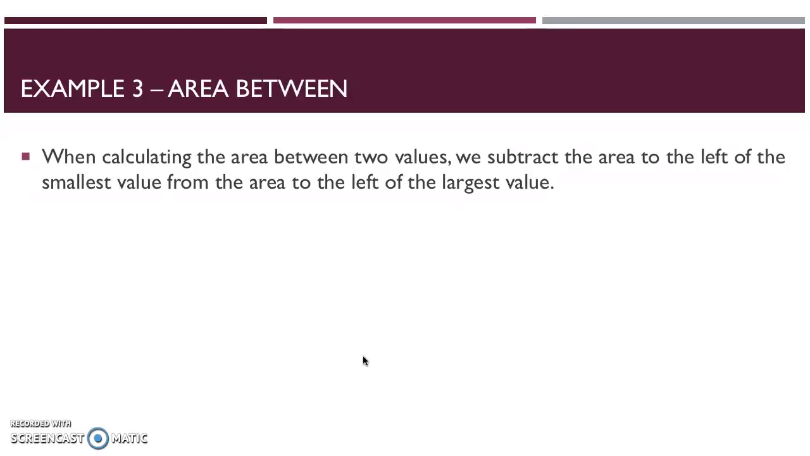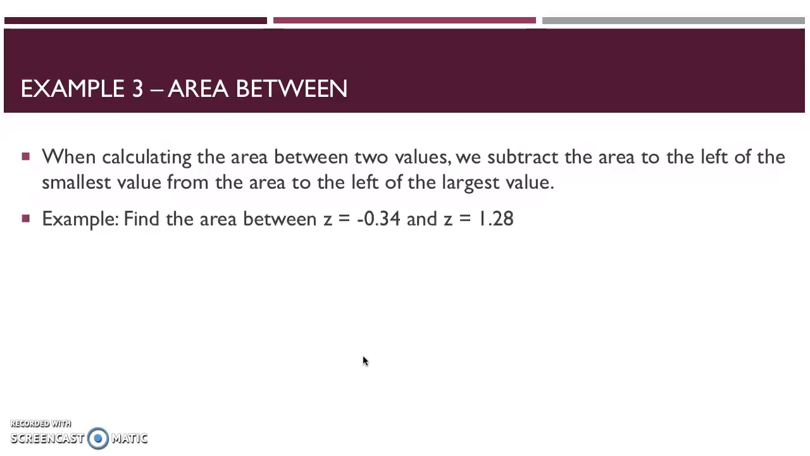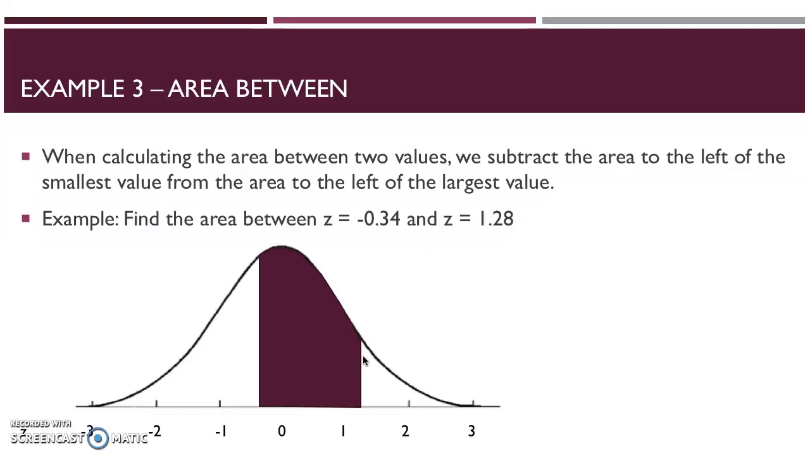If you have an area between two values, I'll just show the full example here to explain. If you want to find the area between z equals negative 0.34 and positive 1.28, what you want to do first is look up the larger z value. Okay, so the area to the left of 1.28, that's going to cover all this purple shading and all this white space to the left.